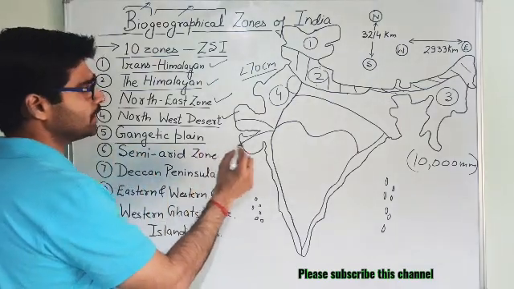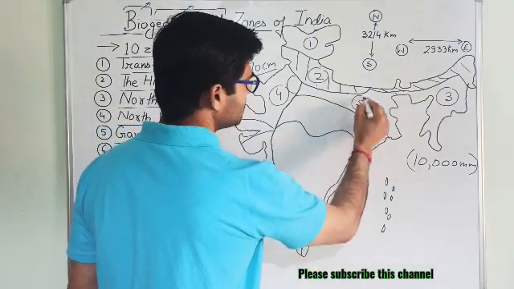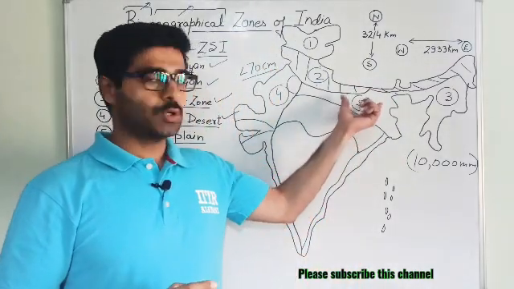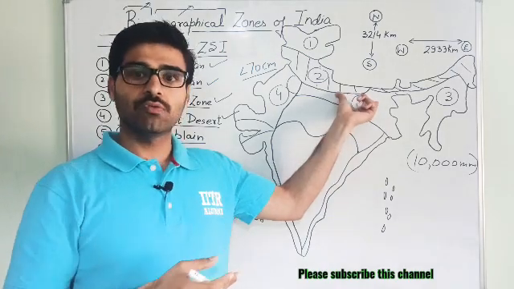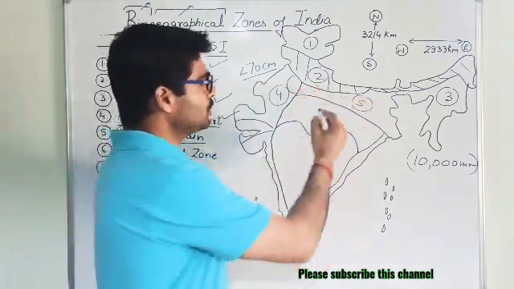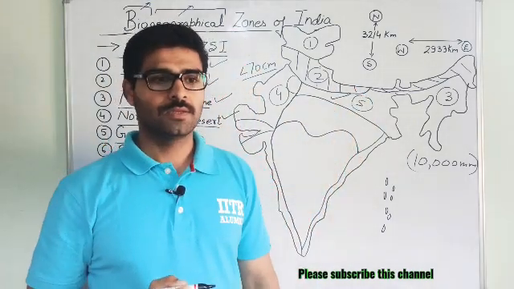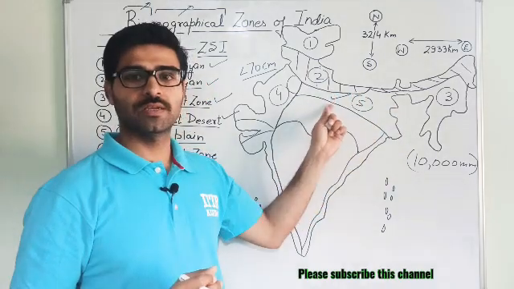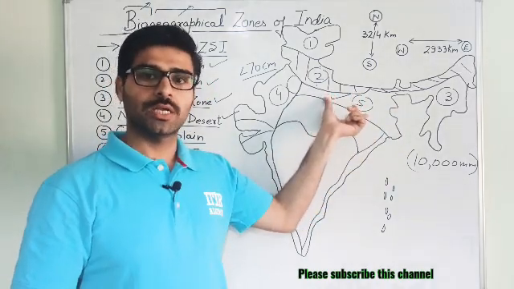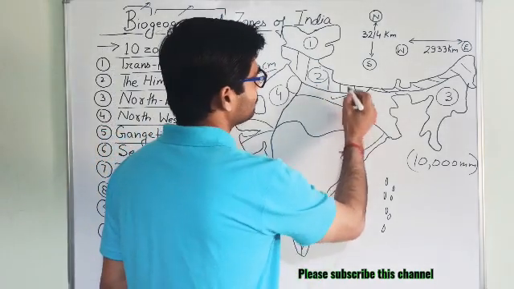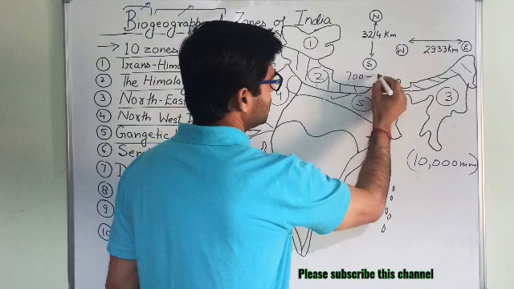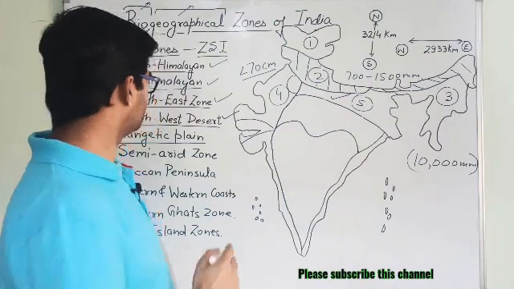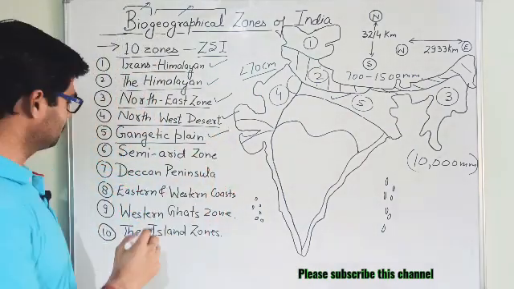Fifth is the Gangetic Plain. This zone of India is the Gangetic Plain due to the river Ganga, and the type of soil found here is alluvial soil. So the soil is very fertile and the agricultural productivity of this zone is very high. Rainfall is moderate to high, about 700 millimeters to 1500 millimeters. So this is the Gangetic Plain.